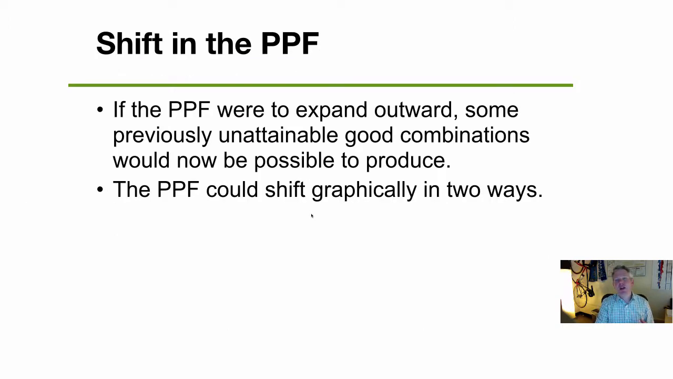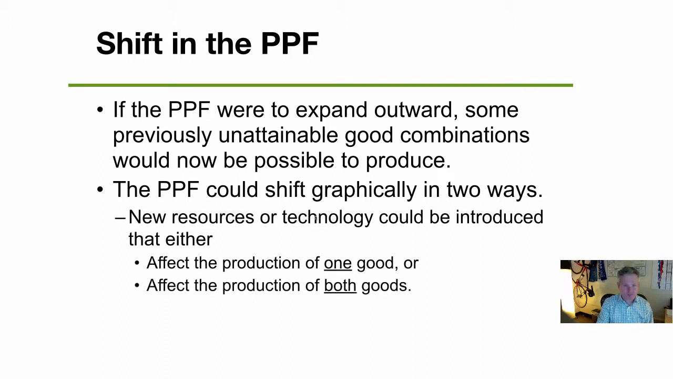So the next thing we want to think about is, what about a shift in the production possibilities frontier? What would cause the production possibilities frontier to shift outward, so that now we can get those unattainable goods? We can now attain them. We can now produce those unattainable bundles of pizza and wings, all right? Well, it could shift in two ways, all right? One, you get new resources, or new technology could be introduced. Either one of those would affect the production of one good or sometimes both goods, all right?